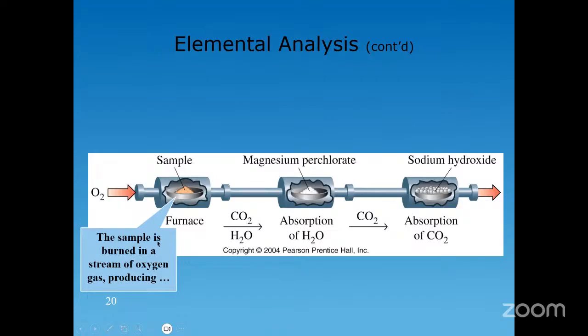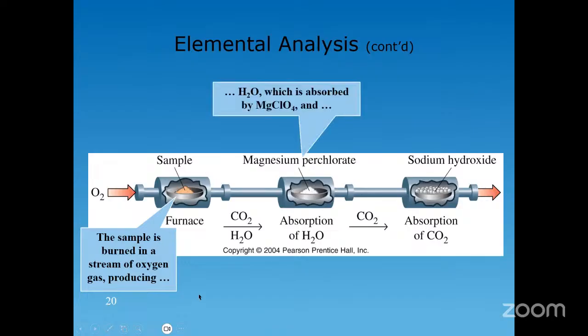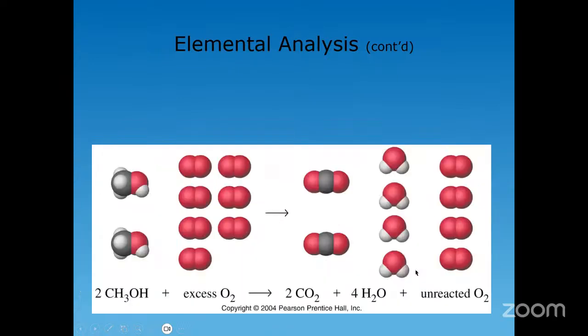So as stated here, the sample is burnt in oxygen, and then the next compartment is where the water is absorbed by the magnesium perchlorate, all right? And then here is where carbon dioxide is absorbed by the sodium hydroxide, all right? Based on the increase in the mass of water and the increase in the mass of carbon dioxide, you can determine the mass of carbon and hydrogen in the original compound that is being burned, right? And this is just a model representation of what I just described.